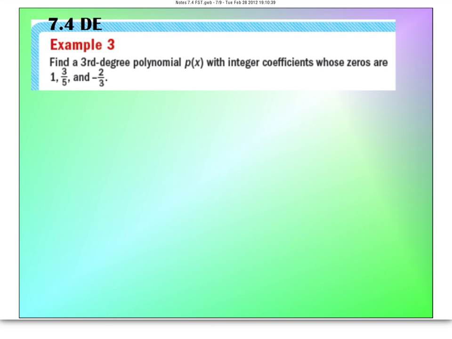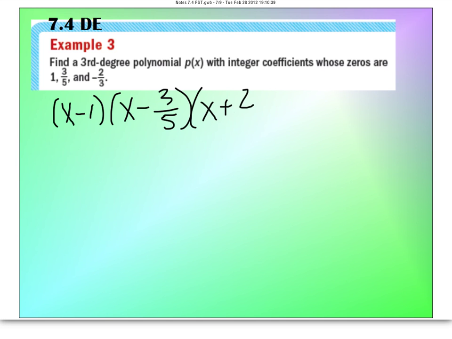Let's look at this one here. Again, we have a third degree polynomial with integer coefficients, and we have the 3 zeros given to us. So this is easy enough. I'm just going to take the zeros and put them in factored format. Now this one does have a little twist to it. Be careful, the last factor is x plus 2/3.